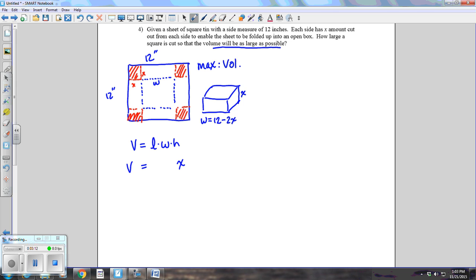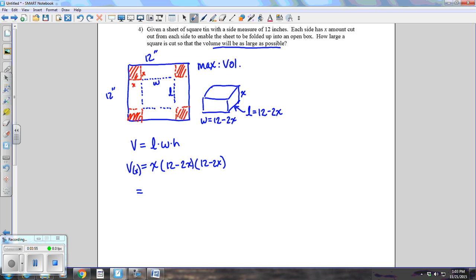The length of the box, which would be over here on my picture, can be seen from above on the unfolded piece. And it looks like, because this is a square piece of tin, the length is also 12 inches, and we cut out two x segments. So let me rearrange this a little bit. I'm going to move this x up into the front. The height times the width times the length. And because I've done this problem this way, we don't have a secondary variable. We're already in terms of just x.